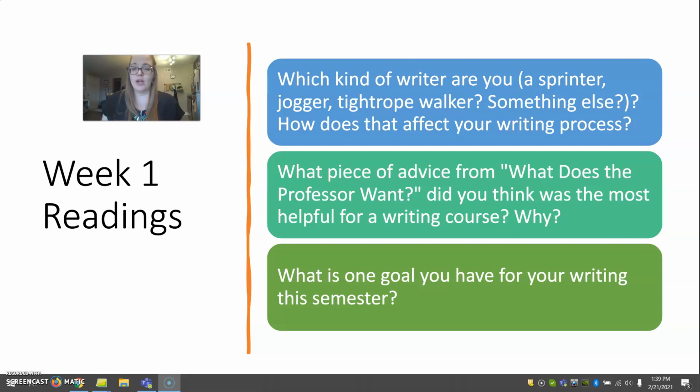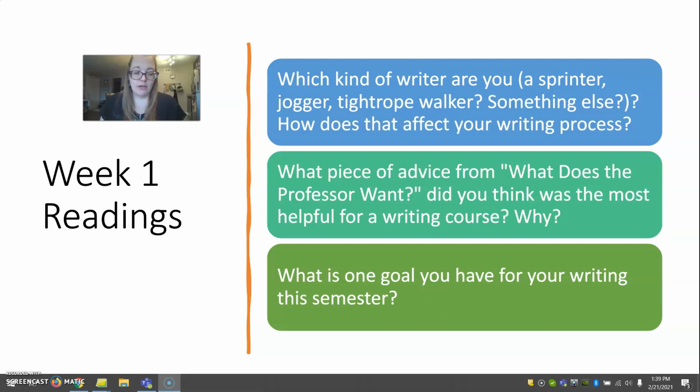Another reading you had was What Does the Professor Want?, which really asks you to think about what instructors like me or others that you're working with at SWIC or elsewhere expect from you and what assignments in a college course are really asking you to think about. And I think that the advice in What Does the Professor Want can really be applicable to anything. So hopefully you found something useful there.